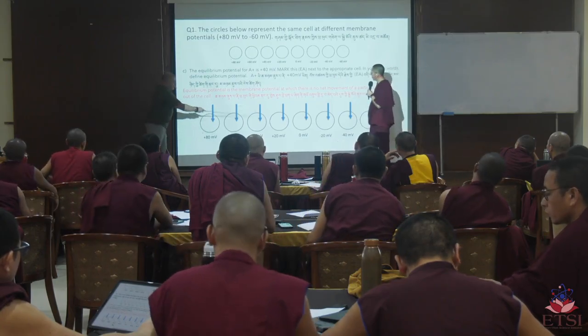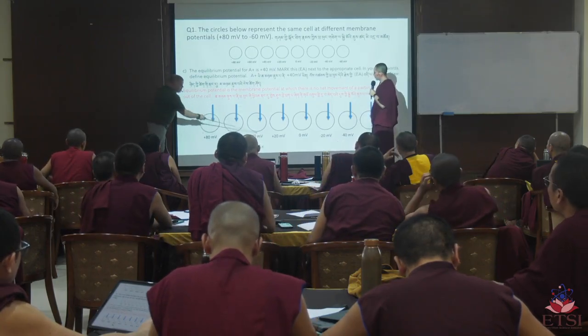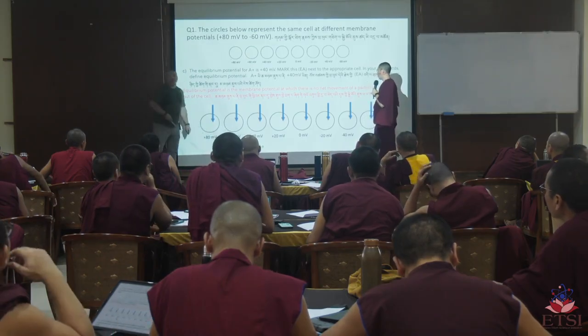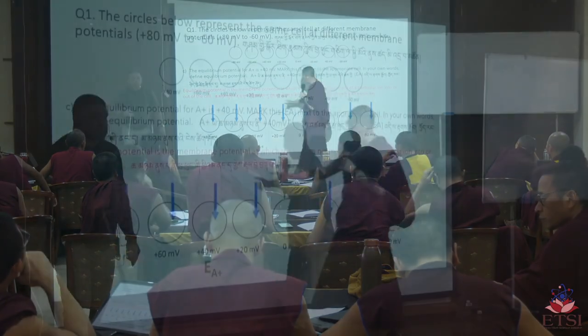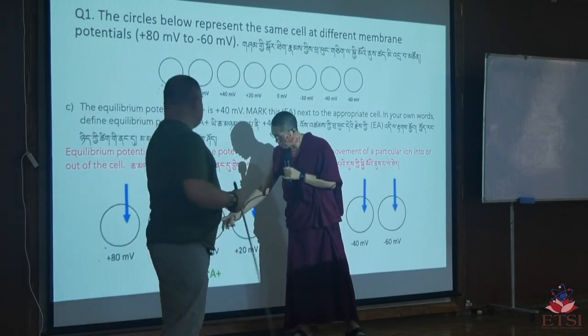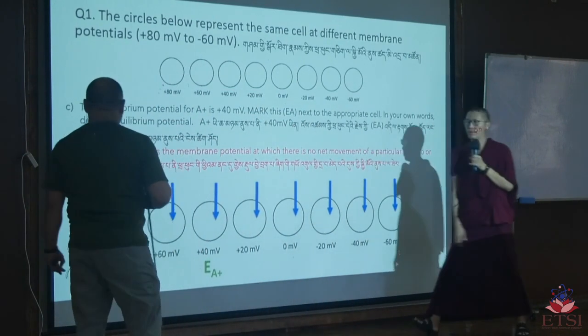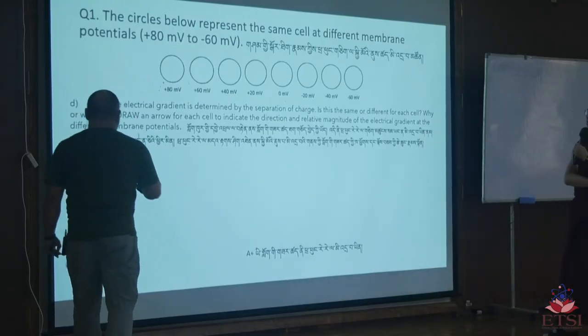We are showing the chemical gradient, and we're showing that this particular cell has a membrane potential, rest potential of plus 40. Next, let's draw.